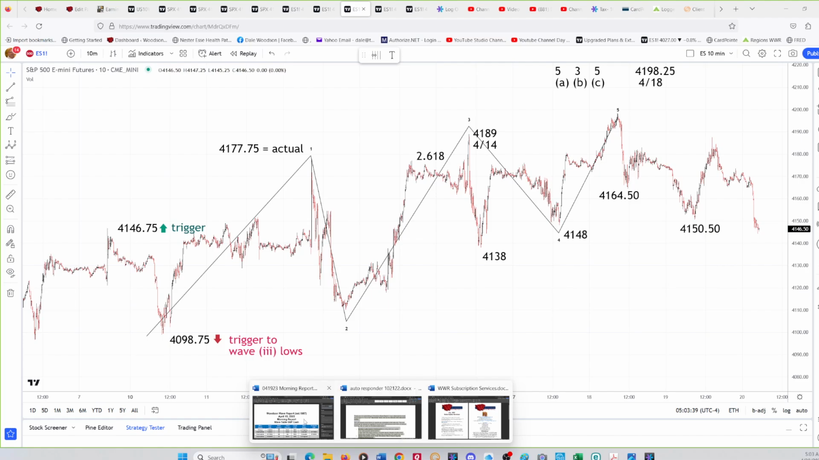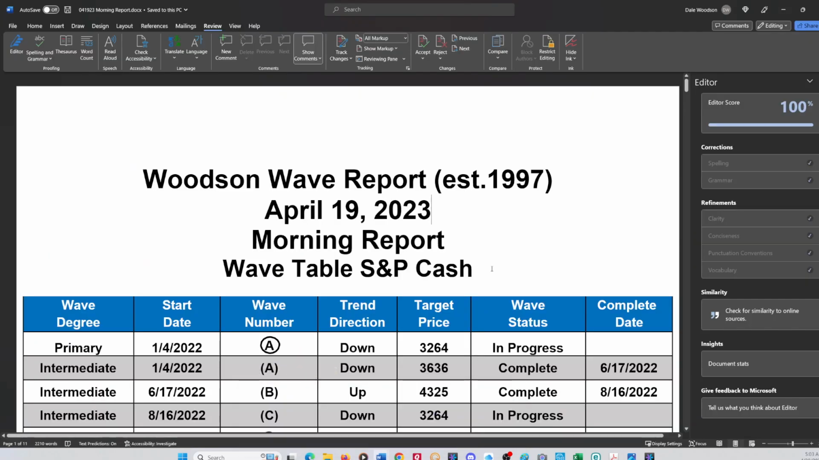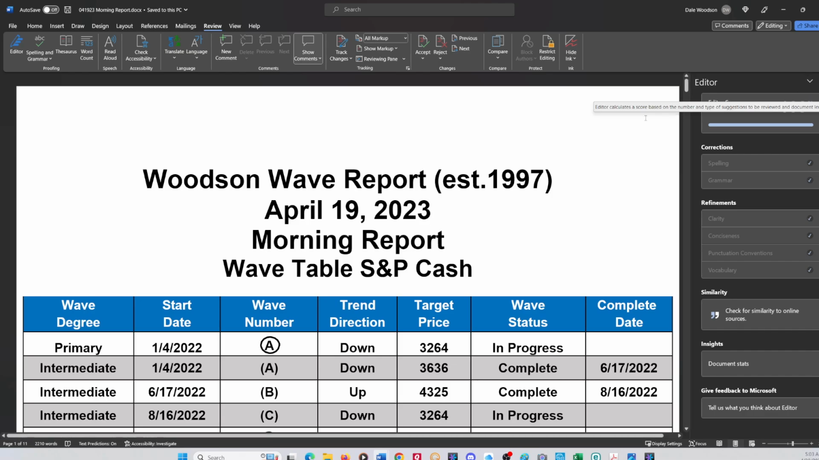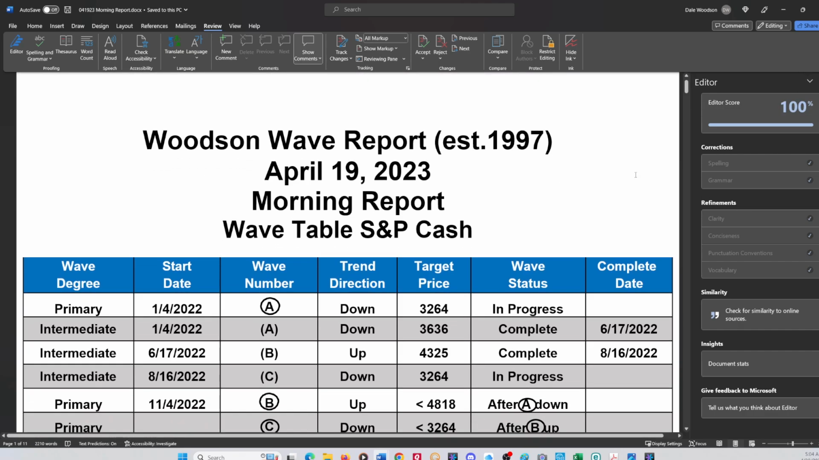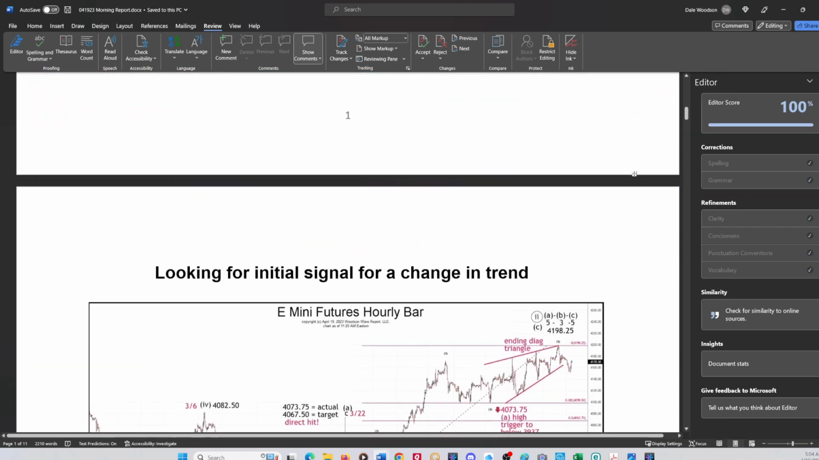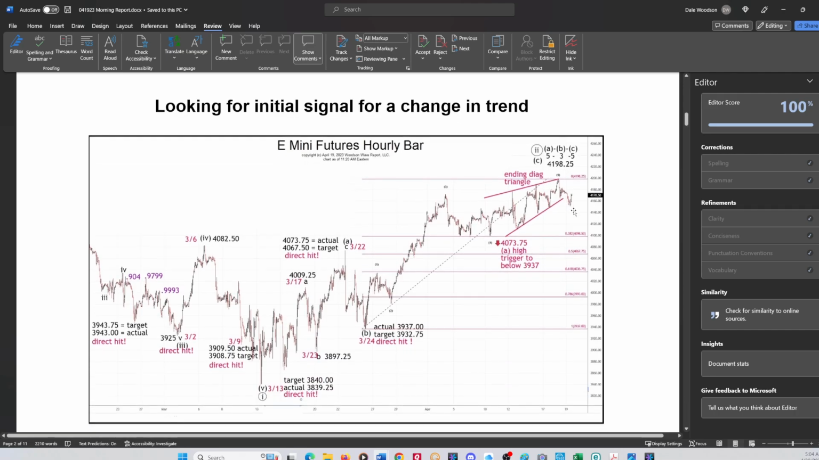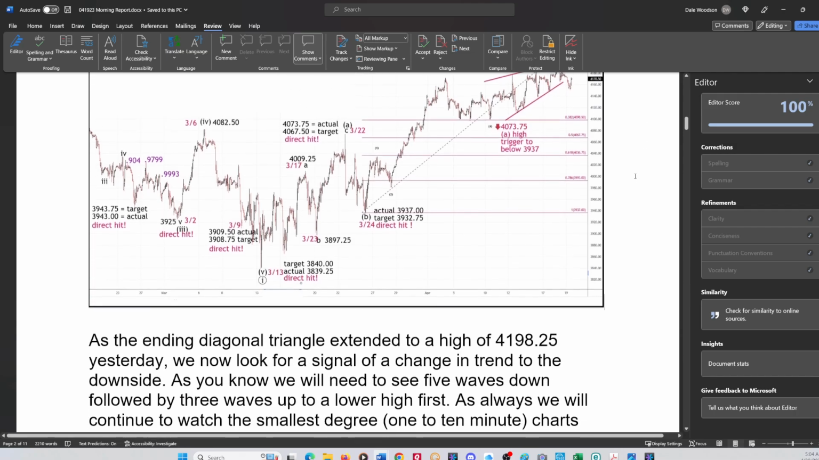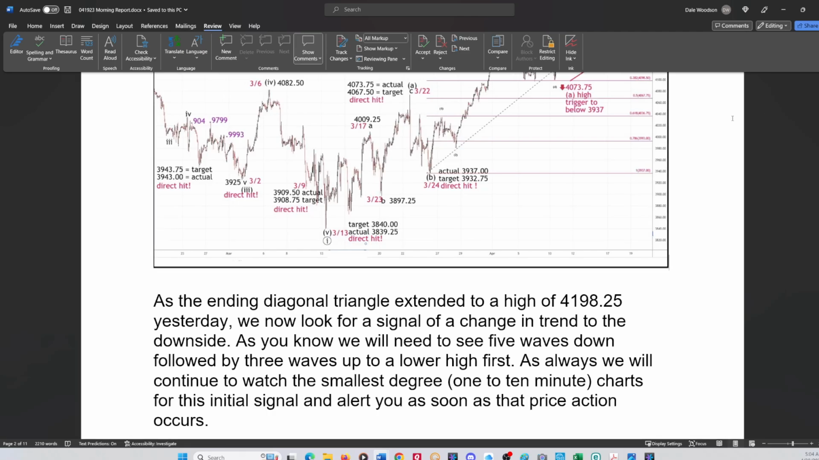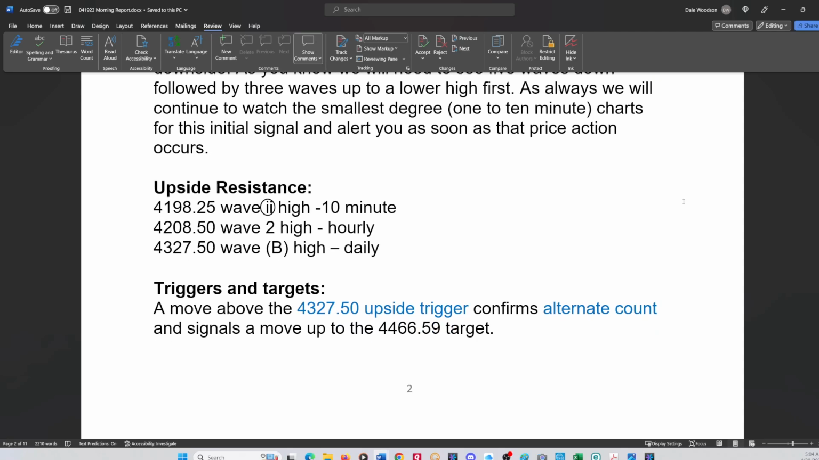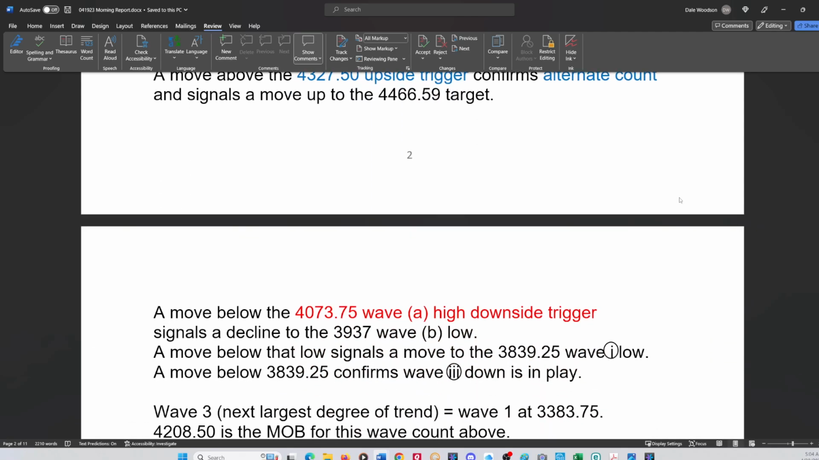Let me show you guys our last report. We put out reports to our monthly subscribers virtually every trading day, and sometimes more than once a day. This is what came out yesterday on a morning report, and you can see we're looking for an initial signal for a change in trend, which would be 5 waves down followed by 3 waves up. Here is that same picture that we just showed you guys. Let's see what else we have here. If we can get rid of that editor, there we go. Okay, there is the ending diagonal triangle. There are our triggers, which we talked about.